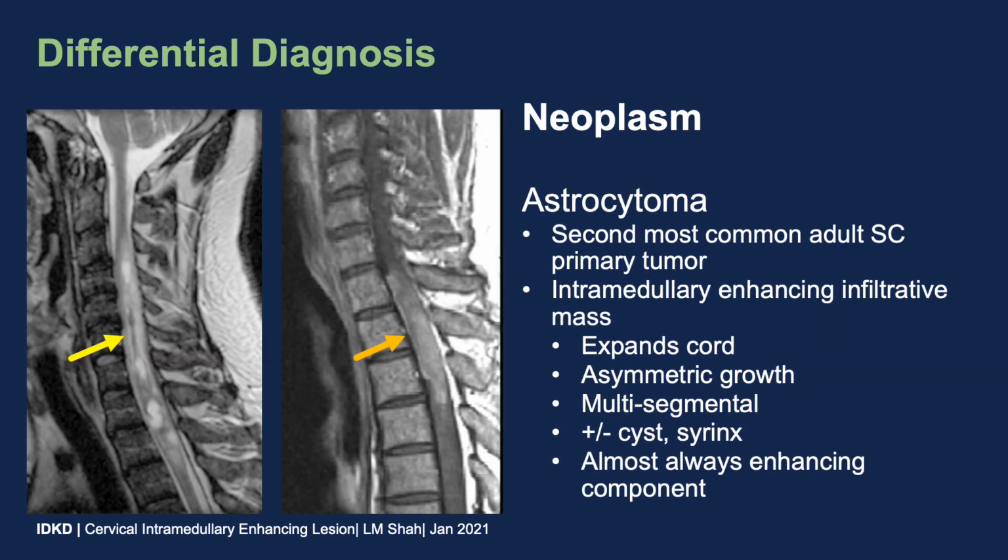The second most common adult spinal cord primary tumor is astrocytoma. These lesions tend to be more infiltrative, expanding the cord with asymmetric or even exophytic growth. They are often multisegmental and may also have associated cysts or syrinx. There's always an enhancing component, which is the site for biopsy.